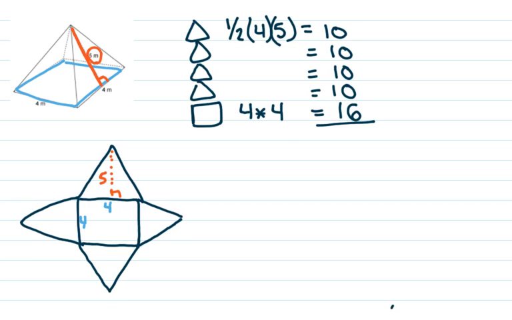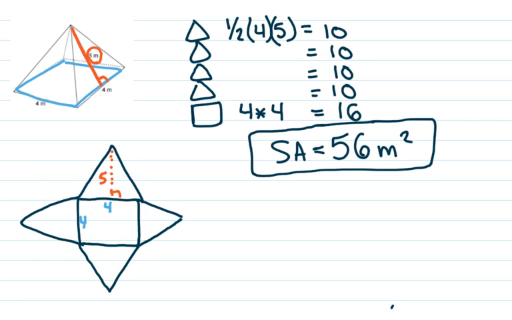To find the surface area, you simply need to find the sum of all the areas. So I get 56 meters squared. Because remember, surface area is an area. It's taking the 3-dimensional shape and flattening it to its net to find the area of the net.